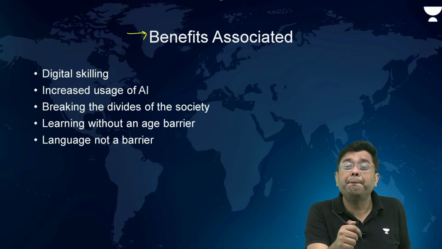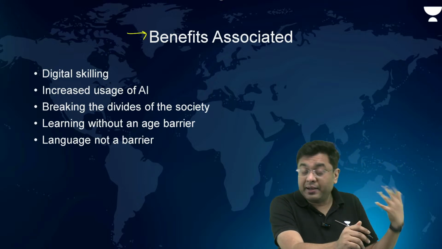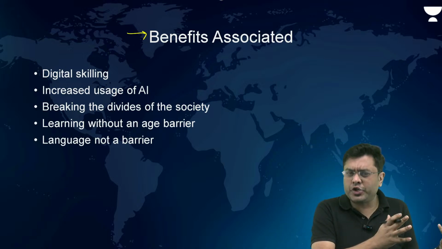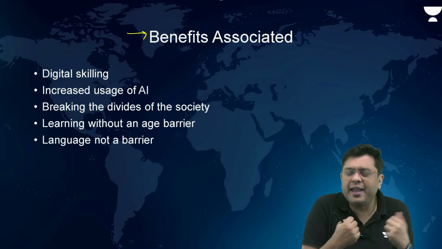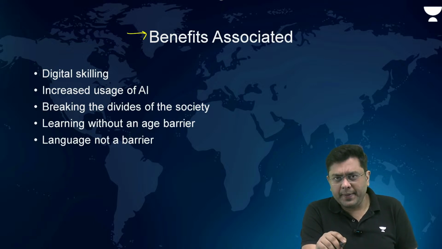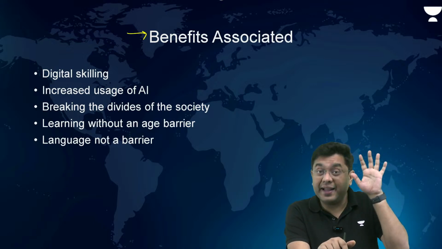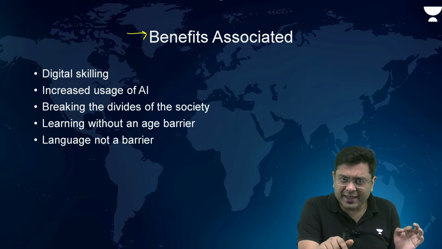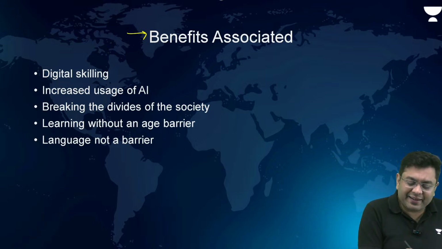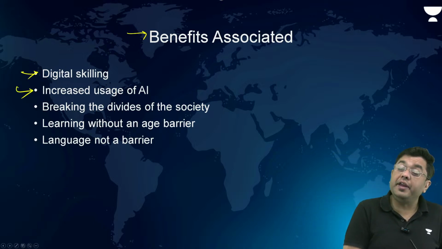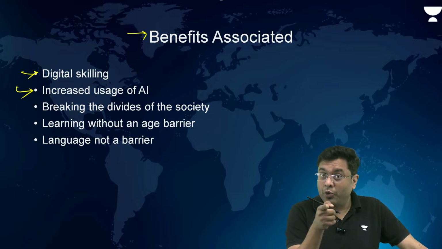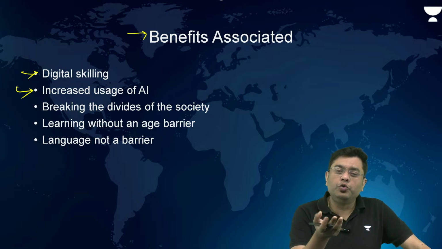Digital skilling. As we talked about, multiple sections of the population earlier were averse to technology. They were not aware of the benefit of the technology. Now, not only are they aware, they are proficient in it. So this has increased digital skilling, and increased the usage of AI as well, just as we talked about. The AI tools can be used.